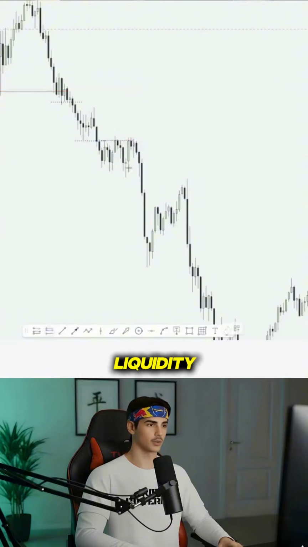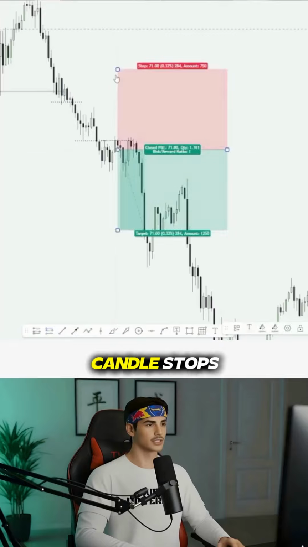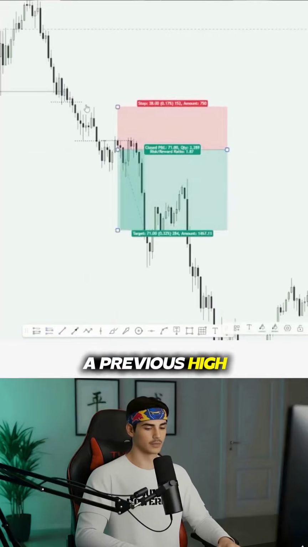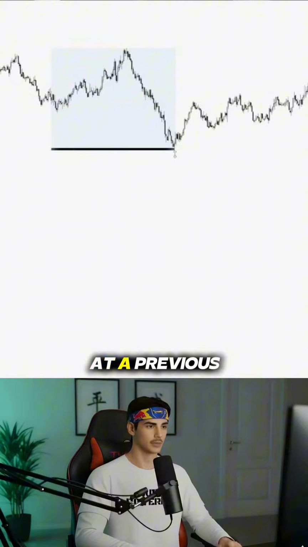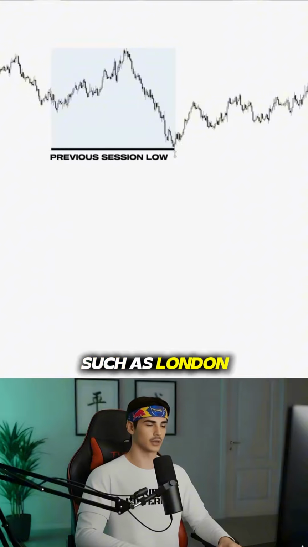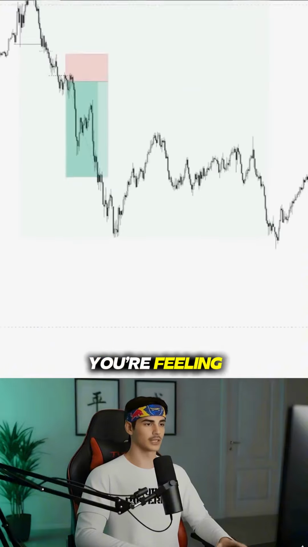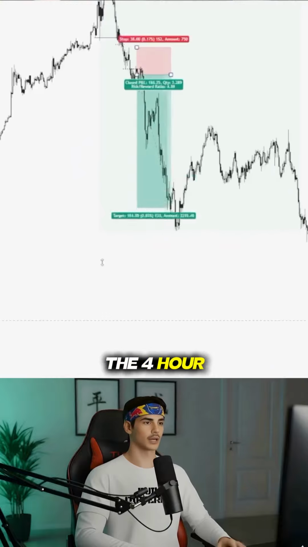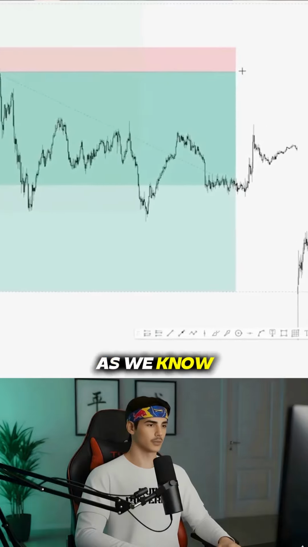It leaves a level of liquidity, and you get a 1-minute retrace candle, stops above a previous high, and take profits either at a previous session low, such as London lows, or again, if you're feeling dangerous, you can target the 4-hour external low, which, as we know, price reached.